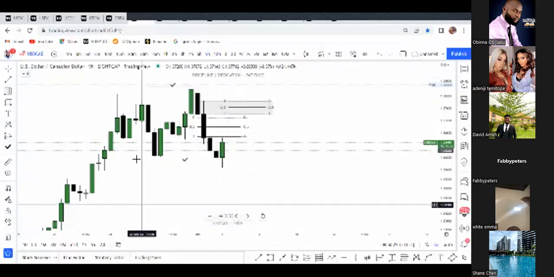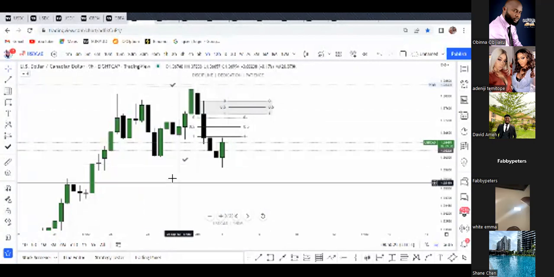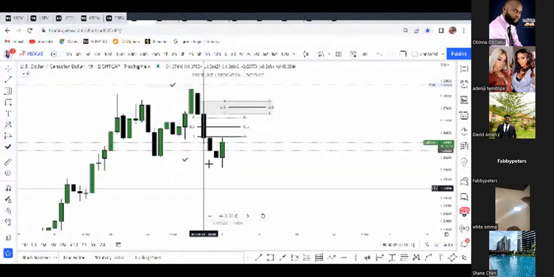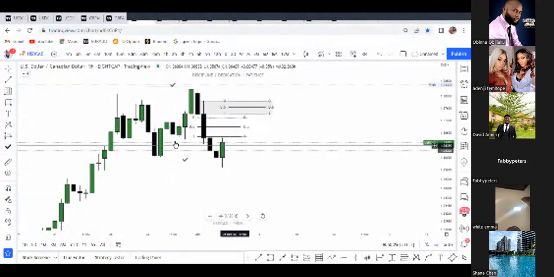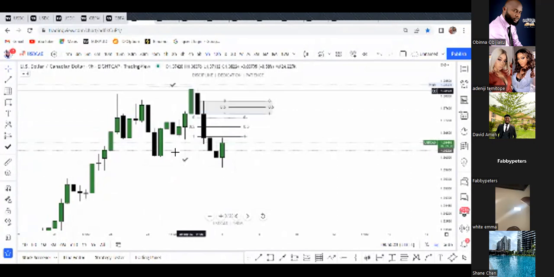Now, why this zone is scaring me: price failed to close below, it just took out liquidity. So price might want to raid this high because it's not strong enough to break structure.